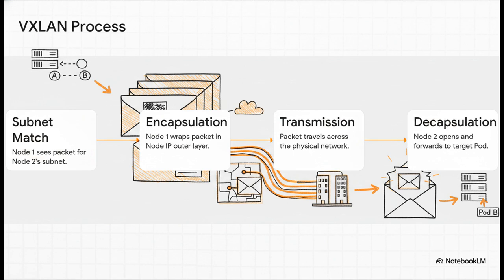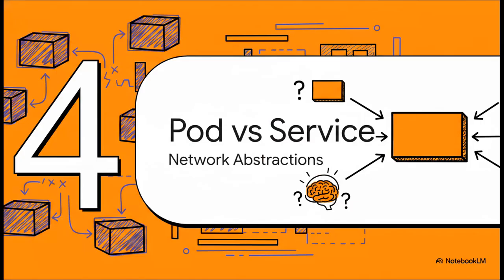This larger envelope travels across your physical office network, and when it arrives, Node 2 opens the outer envelope, decapsulates it, finds the original pod packet inside, and forwards it straight down to pod B. You've essentially laid a virtual network right on top of a physical network. Which brings us to Section 4, Pod versus Service Networking, focusing on networking abstractions.